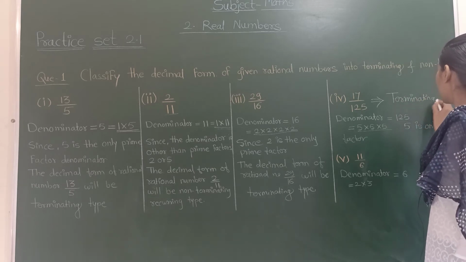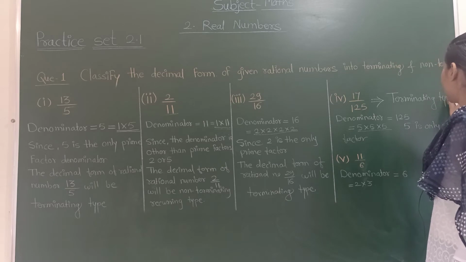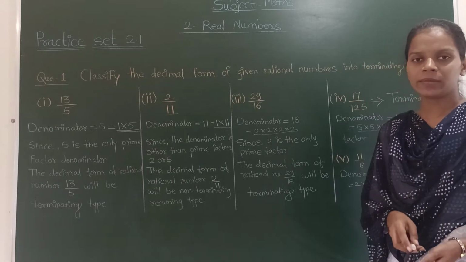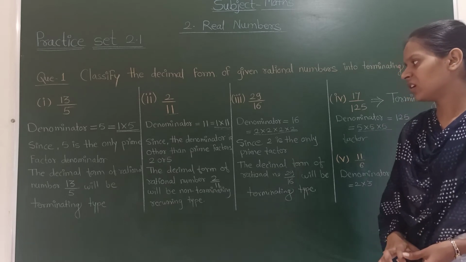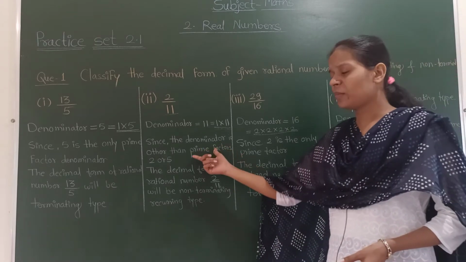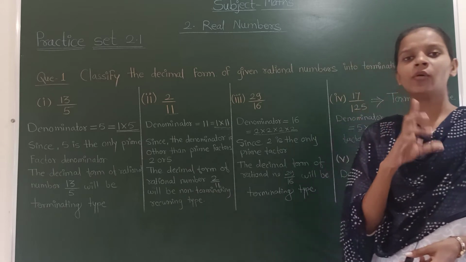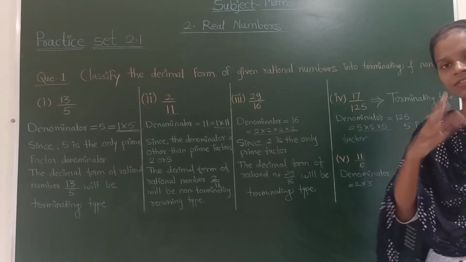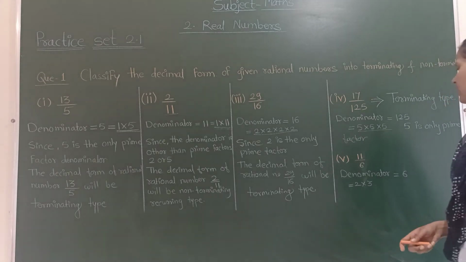The only golden rule to decide whether the given rational number is terminating or non-terminating is: if the denominator's factors are only 2 and 5, then it will be terminating, and if they include anything other than 2 and 5, it will be non-terminating. So simple.